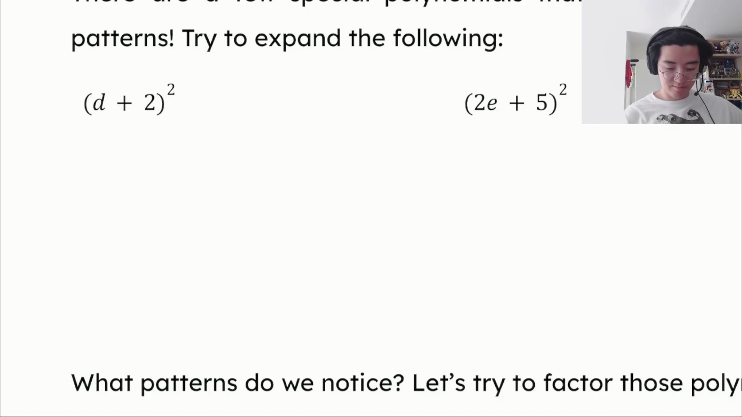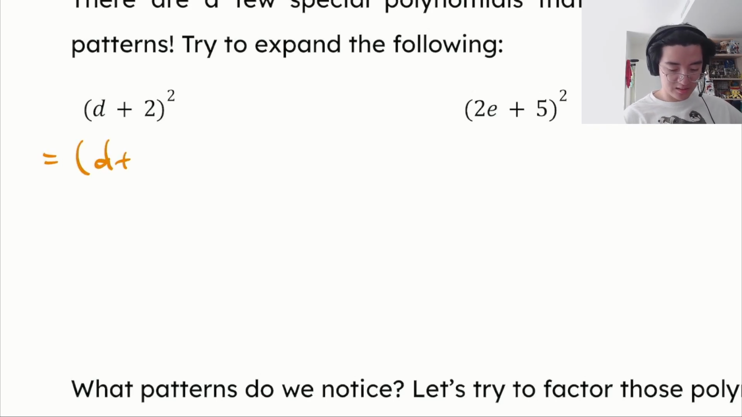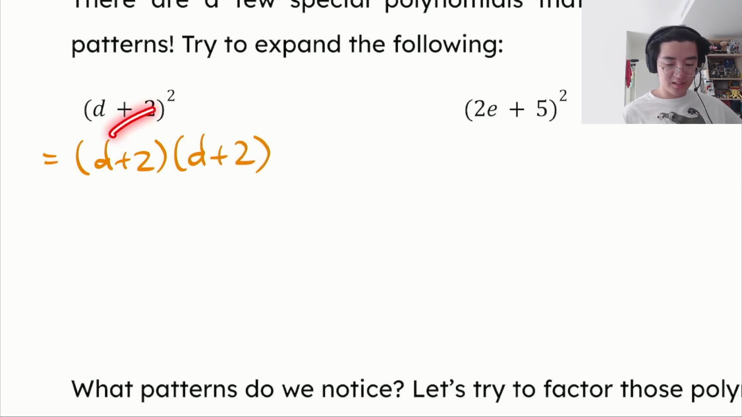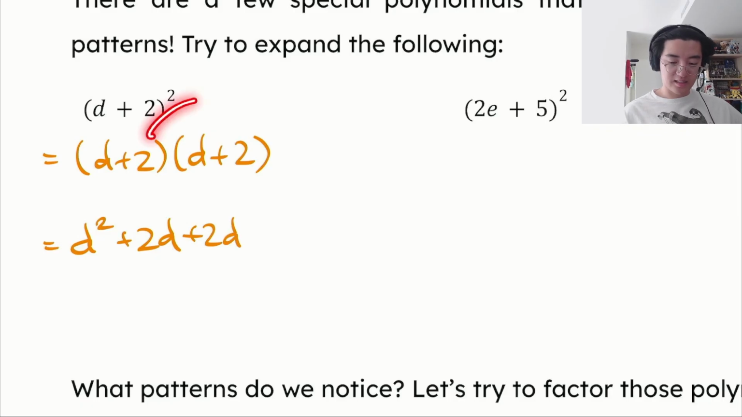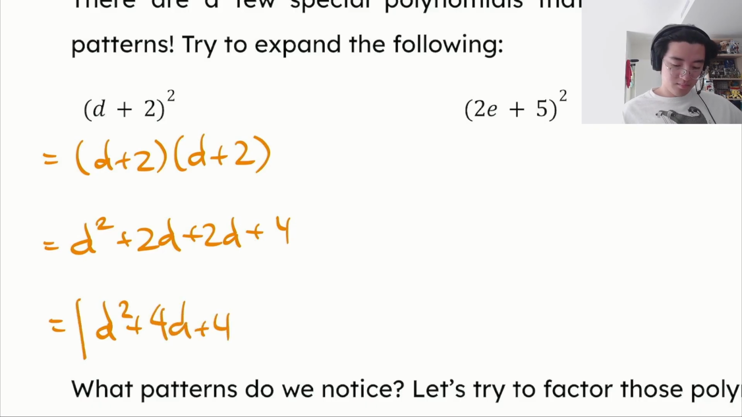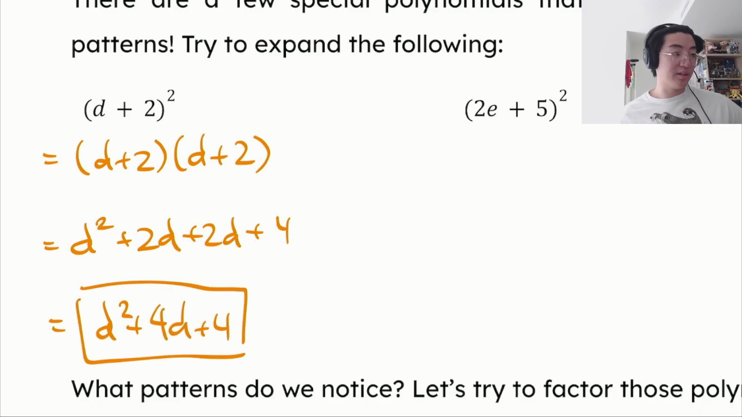d plus 2 squared. How do we expand that? This is just d plus 2 times d plus 2. Remember our flying arrows. First term times first term. We FOIL it out. First term, second term. So 2d. Second term, first term. 2 times d is 2d. Second times second is 4. Alright, so quick little expanding review.